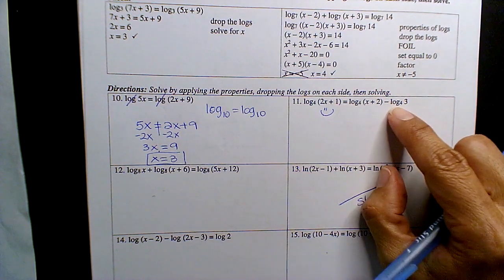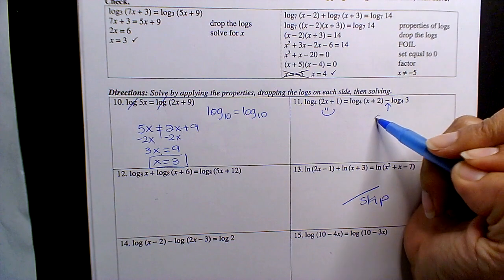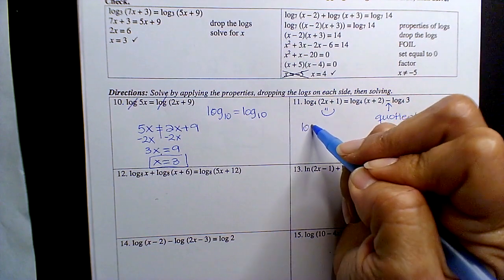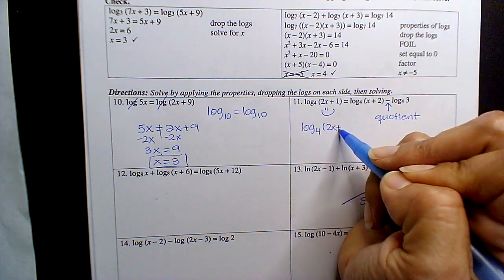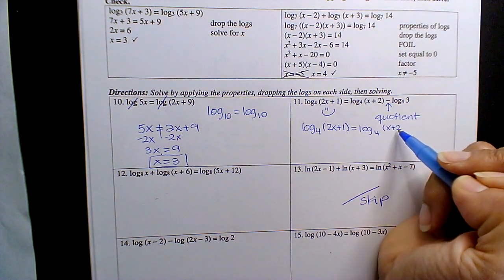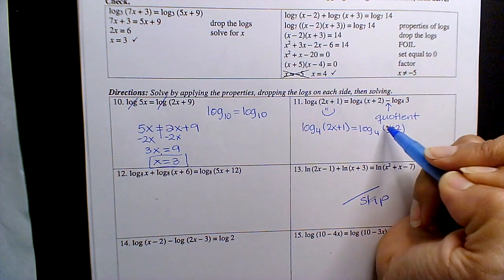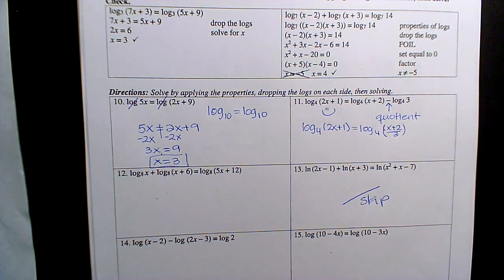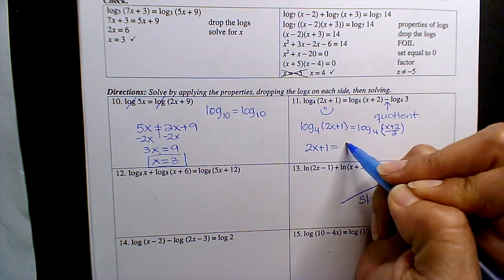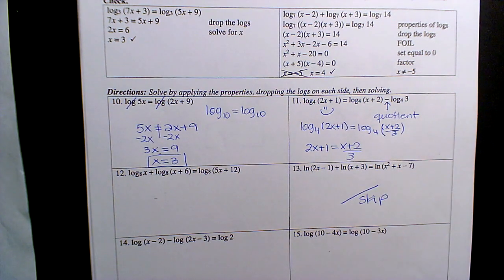You have log base 4, log base 4. Do you see the subtraction there? That's the quotient property, right? So that means I'm going to make a fraction, and I know I'm writing a lot more. Quotient, right? If you're subtracting, it's a fraction. First term's the numerator, second term's the denominator. Okay, and so now you have log, and so you can now just create an equation and just solve it.